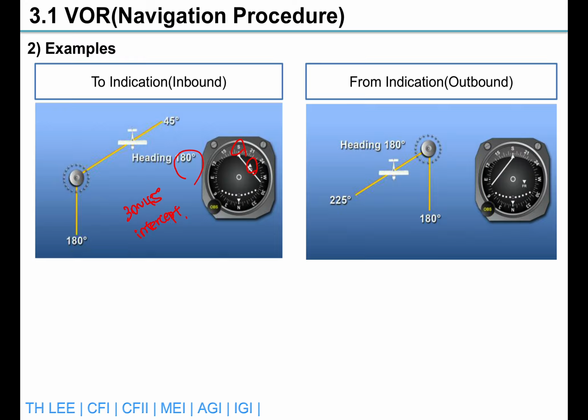Let's look at the right side, the FROM indication or outbound tracking. We are flying away from the station on the 180 radial. Again, the aircraft is off course, so we apply an intercept angle to rejoin the selected radial. The important point is inbound tracking means you are flying a course toward the station with a TO indication. Outbound tracking means you are flying a radial away from the station with a FROM indication.